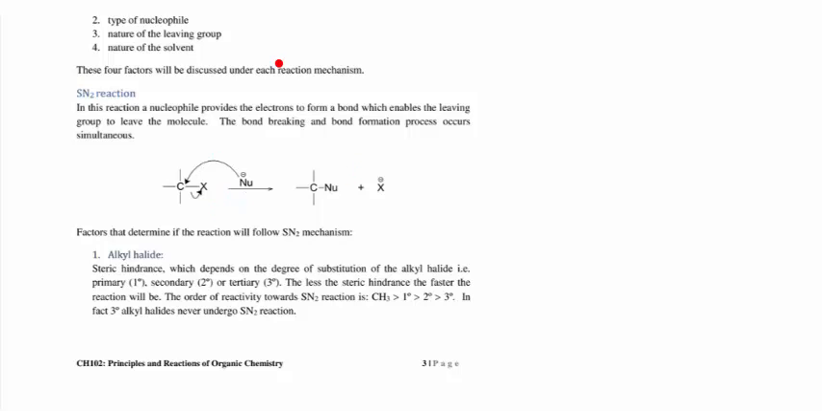So as illustrated below, SN2 reactions take place in one step. In other words, the nucleophile gets attached to the electrophile at the same time as the leaving group leaves the electrophile. So these are dependent on a few things, the alkyl halide.